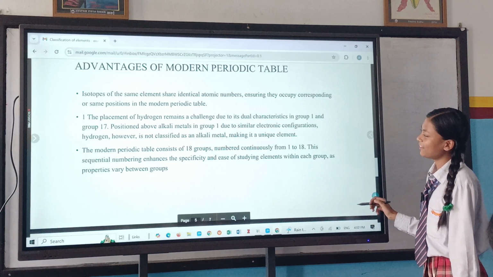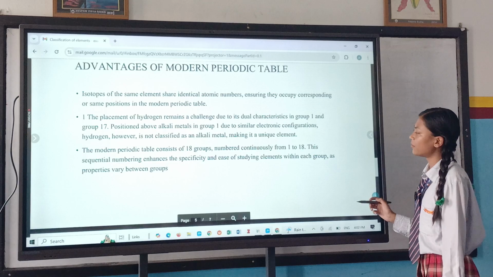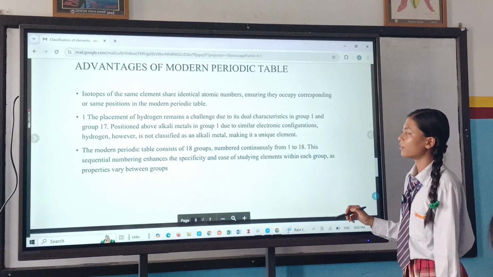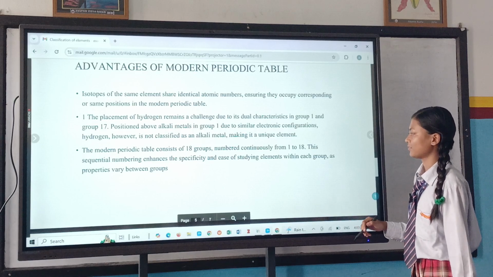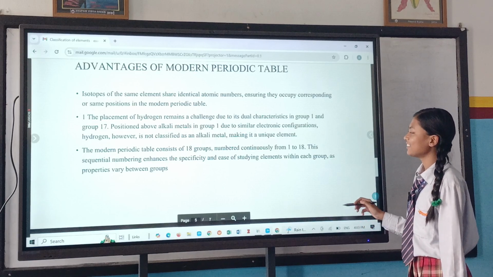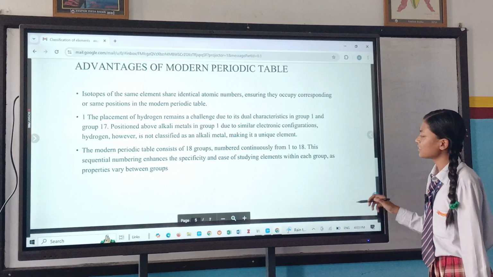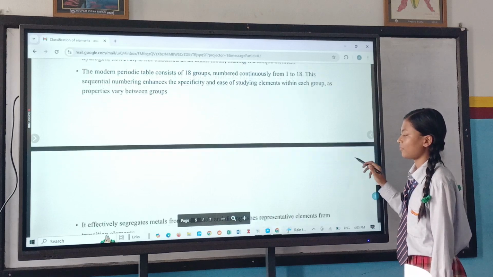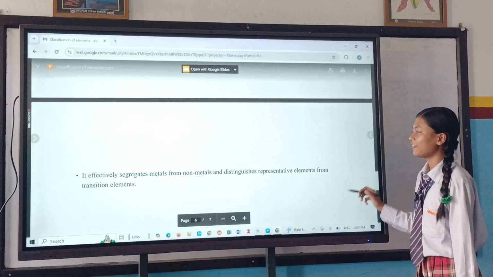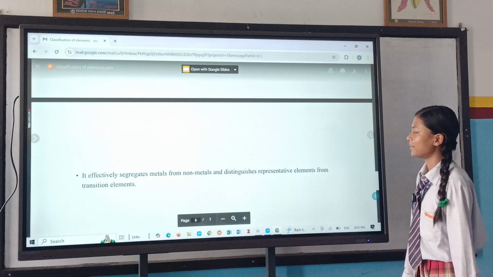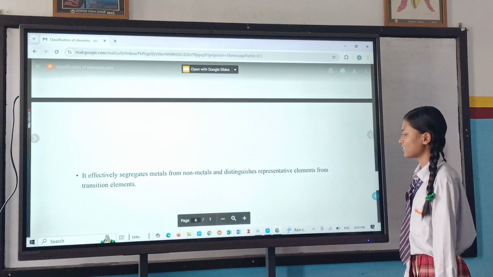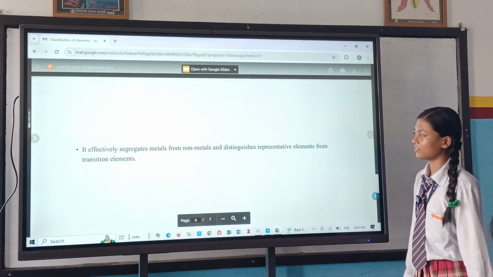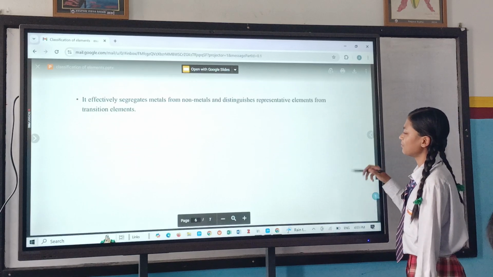The modern periodic table consists of 18 groups numbered continuously from 1 to 18. This sequential numbering enhances the specificity and ease of studying elements, as properties vary with different groups. It effectively segregates metals from non-metals and distinguishes representative elements from transition elements.